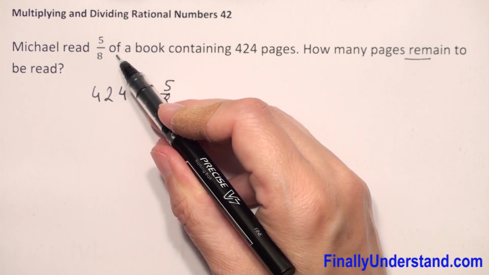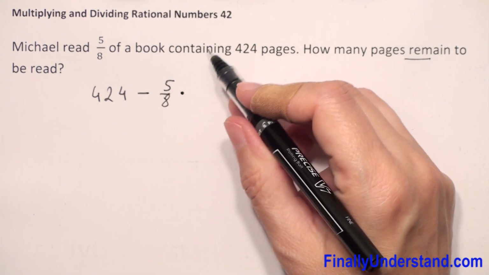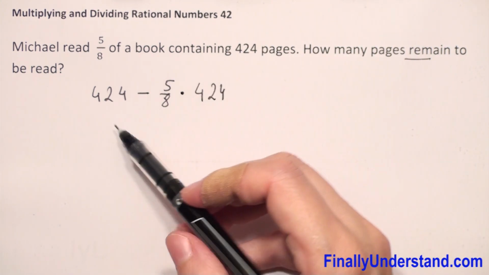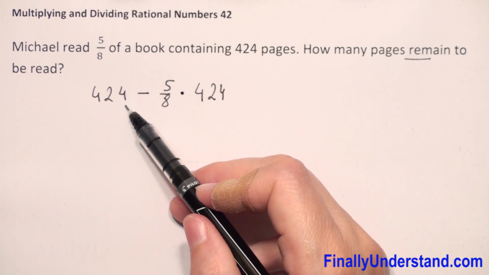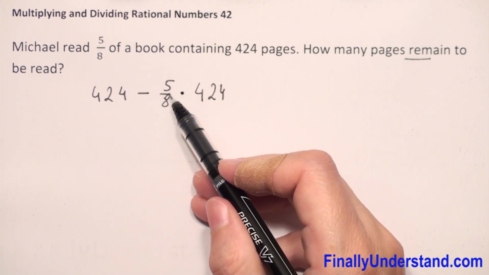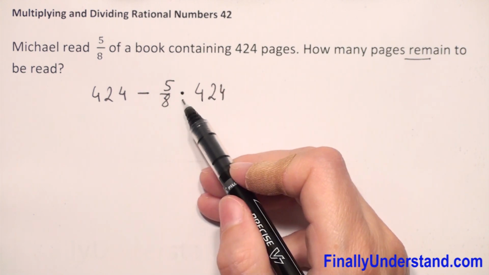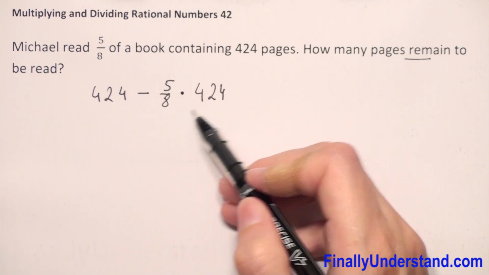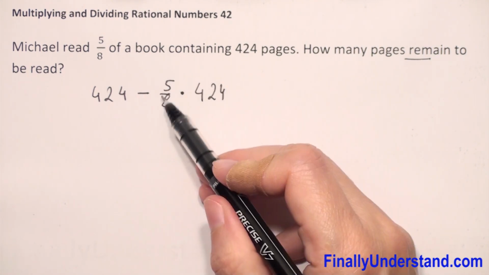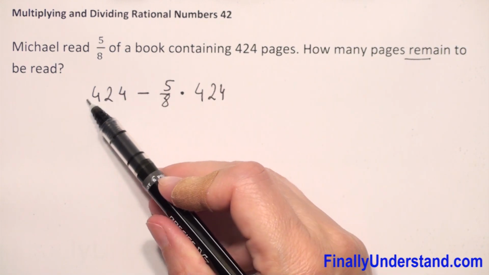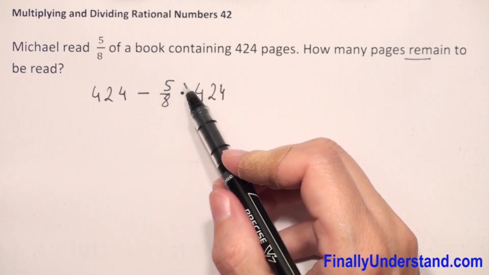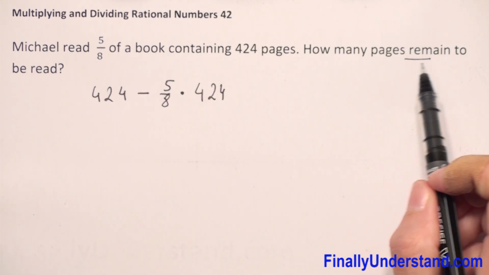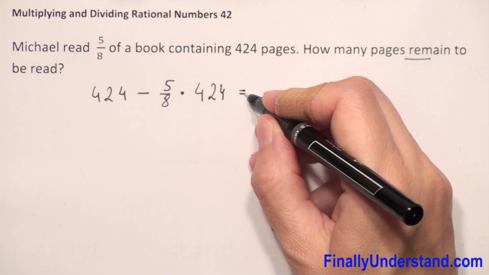5/8 of always means full multiplication of a book containing 424 pages. So from 424 pages we have to subtract 5/8 times 424. This is the number of pages he read. When we subtract from the whole number of pages the number of pages he read, we will get the pages remaining to be read. So this is equal.